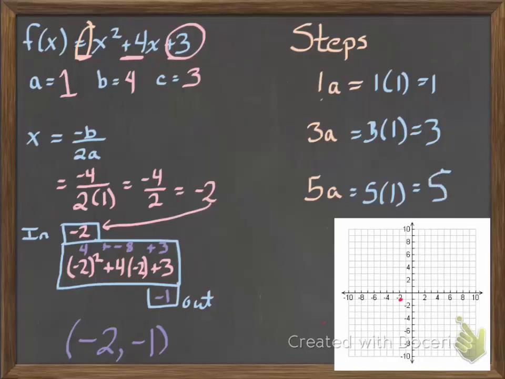And so that means that I'm going to have this graph open up. And so my next value is going to go up 1 over 1. And so that's my next point. Then to get to my next one, I am going to go up 3 over 1, up 3 over 1. And that gets me to my next point.